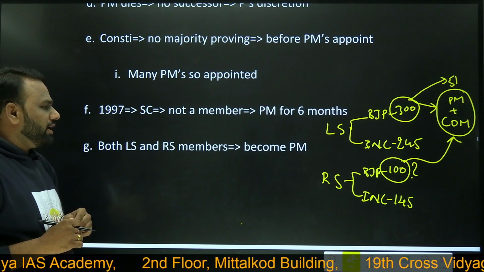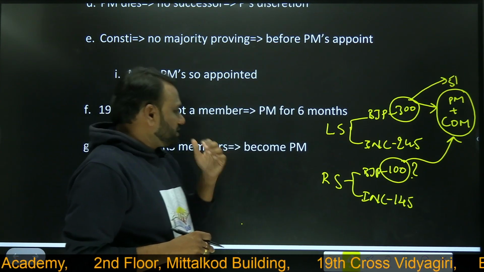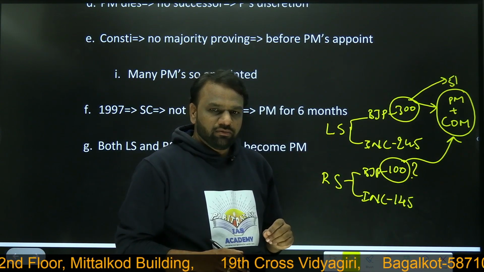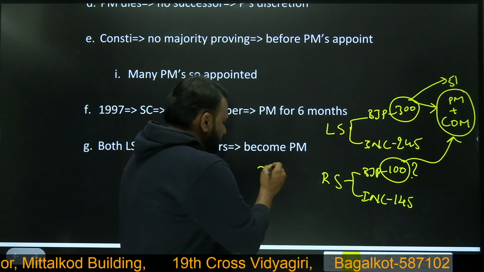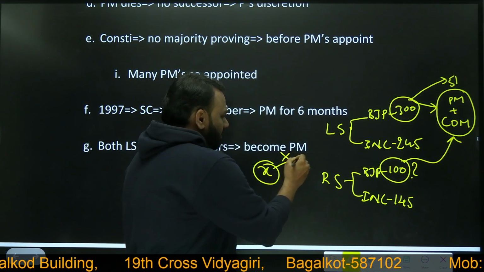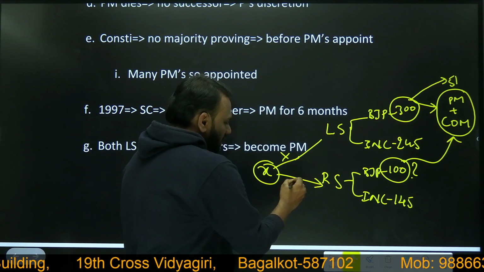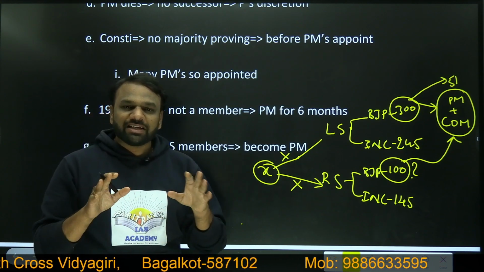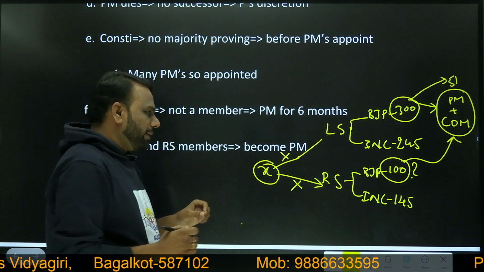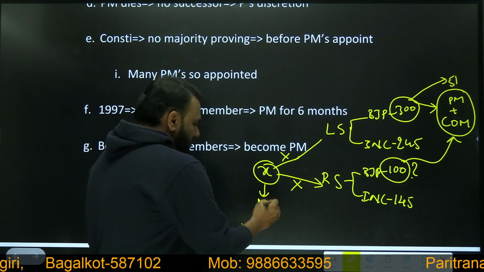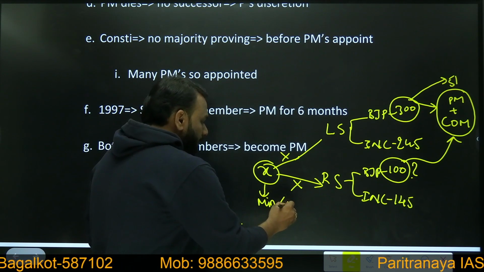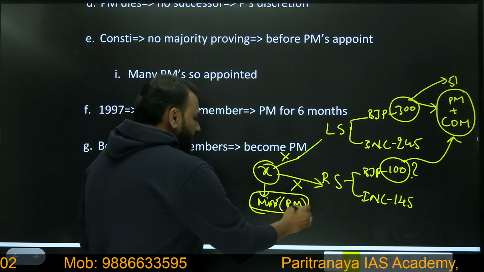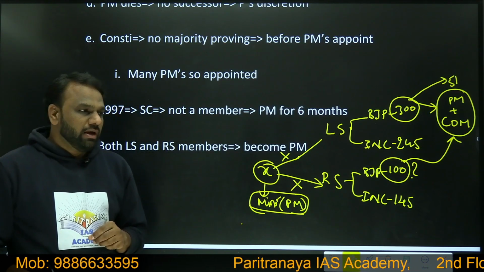Next, one more important thing. Now, a person who is neither a member of Lok Sabha nor a member of Rajya Sabha. Let us say person X. He is neither a member of Lok Sabha nor a member of Rajya Sabha. Can he become minister? Yes. In the Constitution there is a provision that person X can become minister, including Prime Minister. He can become a normal minister, or Prime Minister. But there is a condition.